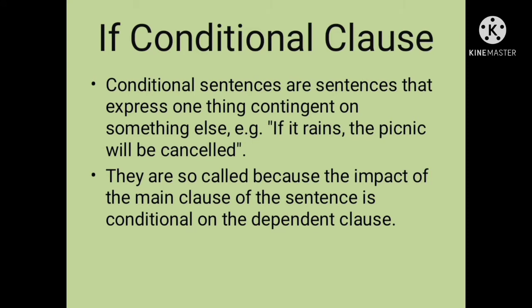So here you see two clauses. If it rains is one clause; the picnic will be cancelled is another clause. The picnic will be cancelled is the main clause. It depends, or is contingent, on the dependent clause, that is, if it rains. So without that, the meaning is incomplete. The picnic will be cancelled means there should be some reason, that only if it rains.